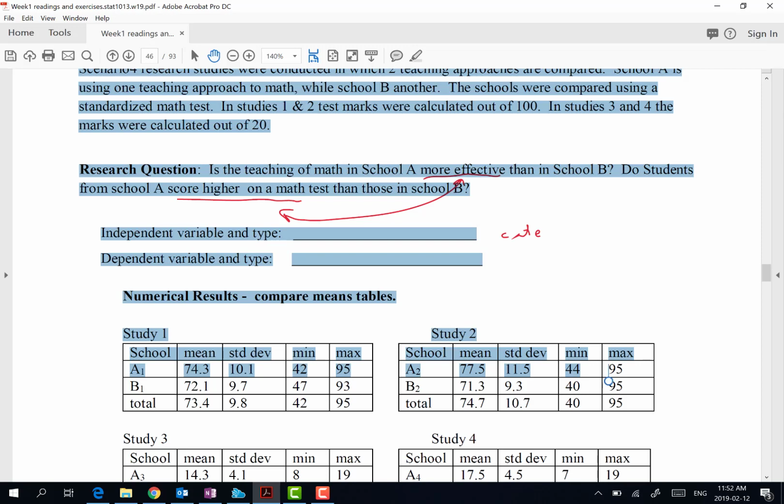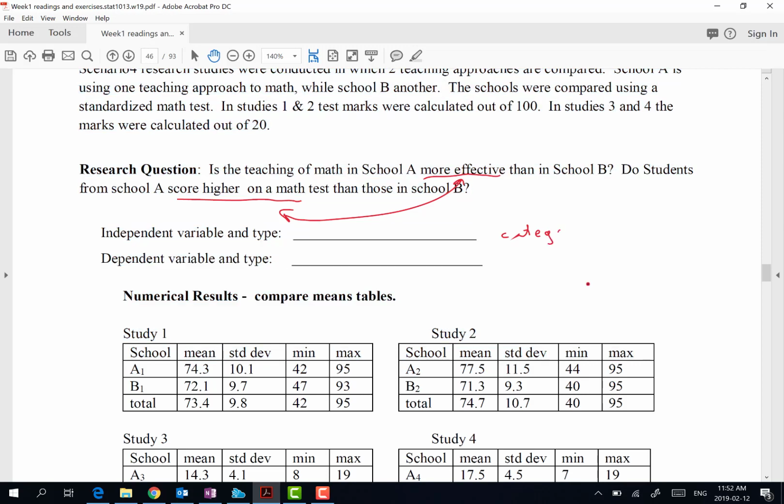Sorry about that. I just selected the whole thing. Categorical. And dependent variable will be measurement. So here, school, and then mark on test.